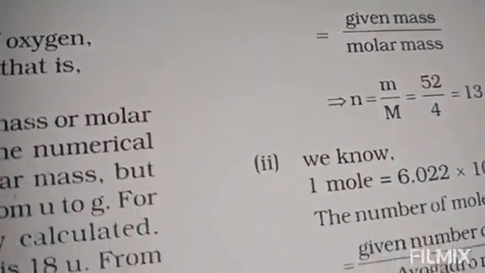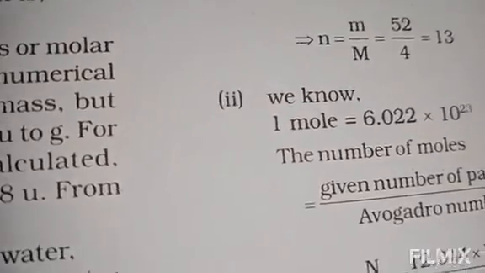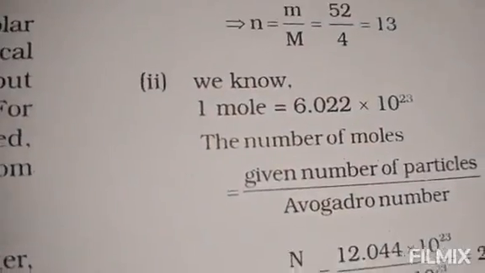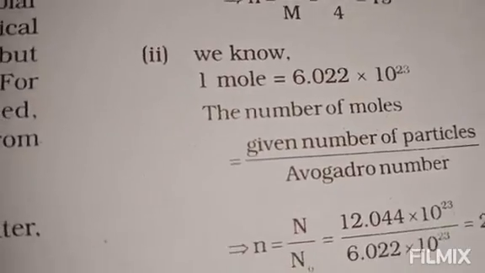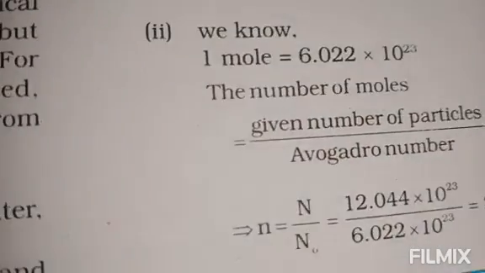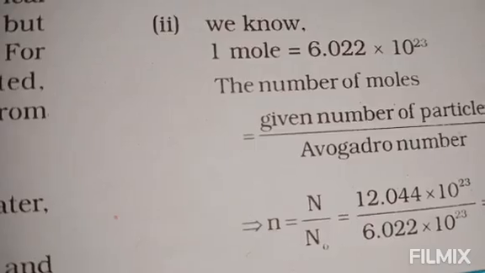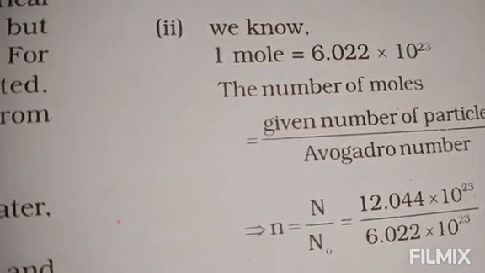Another interesting formula is to find the number of moles from the number of particles. We need to divide the given number of particles by the Avogadro number. This is represented by small n equal to capital N by N naught.